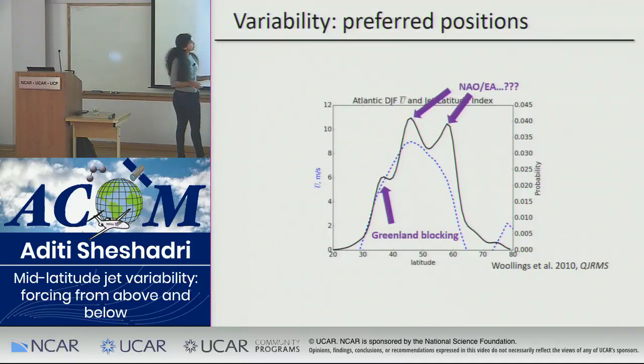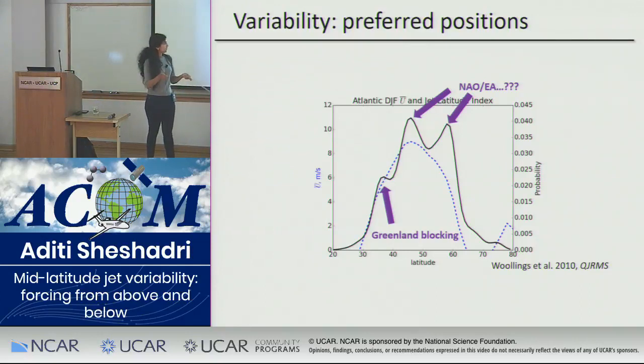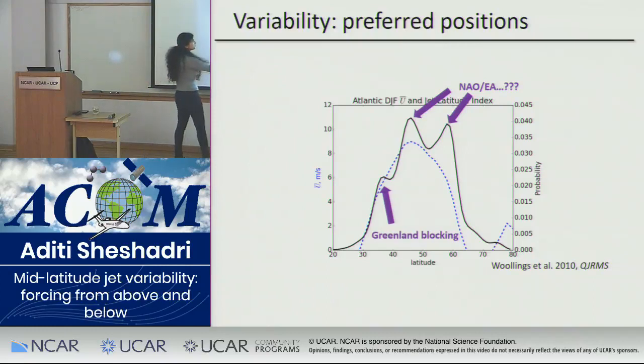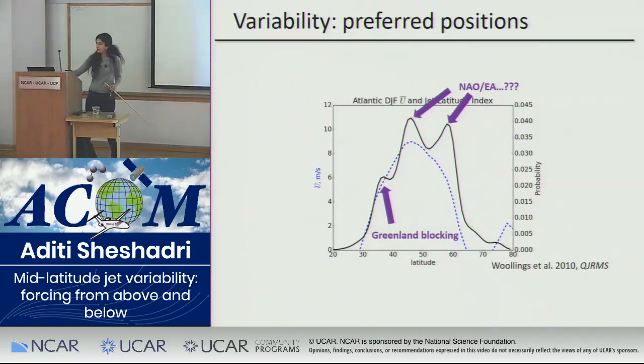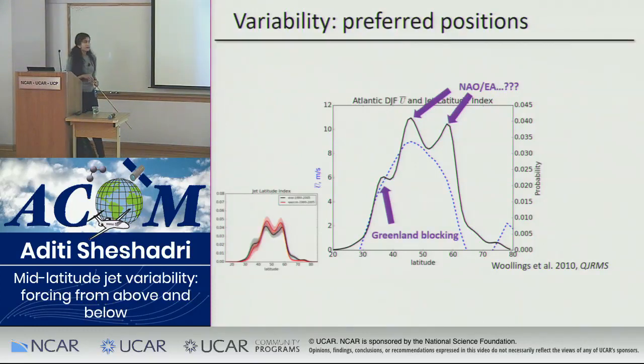There's some mentions of the NAO and the EA, which are all somewhat similar. They're just looking at EOF analysis again of just the Atlantic jet. So we're going to try and figure out why there are these two positions, why they are where they are, and why models don't seem to get them right. And we're going to use Wacom for this analysis.